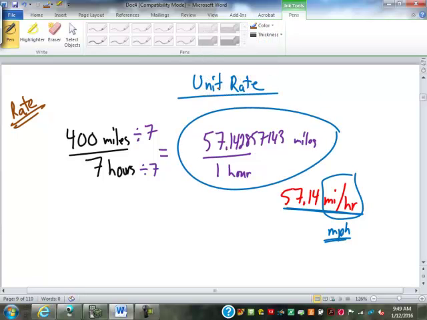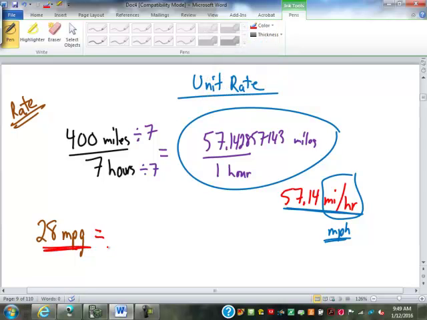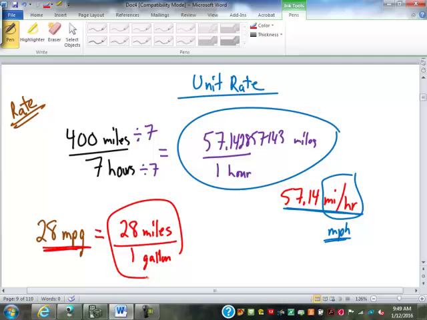So let's say that on this trip, Drew got 28 mpg. What does mpg stand for? Miles per gallon. So whenever we see that 28 mpg, what we need to think is this: 28 miles per 1 gallon. Because this is the form we need it in to do any calculations with it. We have to put it in that ratio or rate form, fractional form. Any questions?